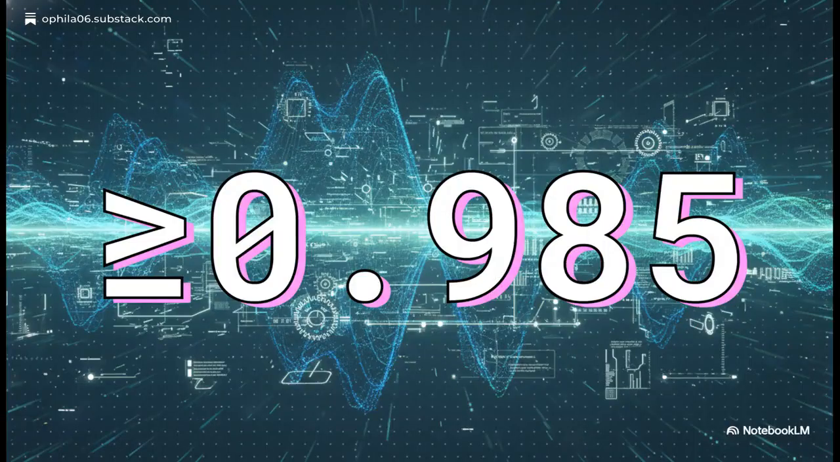Rule number 1, coherence has to be super high. We're talking 0.985 or better. This is basically the system's way of asking, hey, are you a real structured signal or are you just random electrical noise? It's the first line of defense against glitches. It has to be part of a stable, predictable pattern.